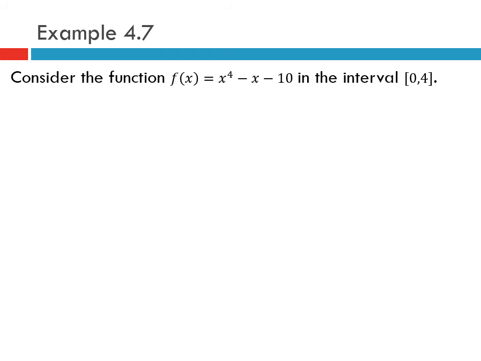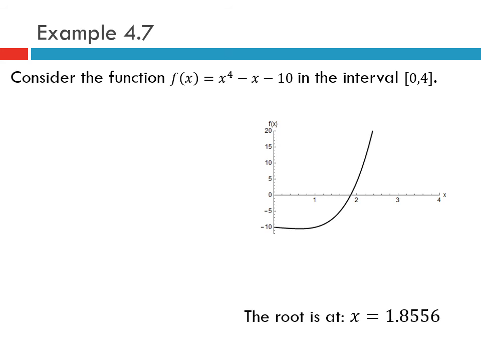So let's do another example. Let's consider the function f of x equals x to the power 4 minus x minus 10 in the interval from 0 to 4. This is what the function looks like on that interval, and you can see that there's one root somewhere around 1.8 or 1.9. The value of the root is actually 1.8556.